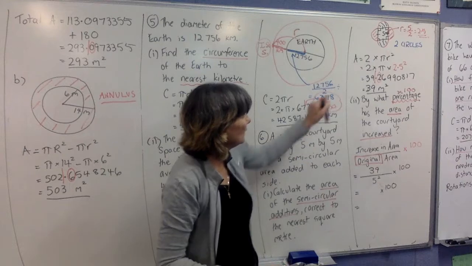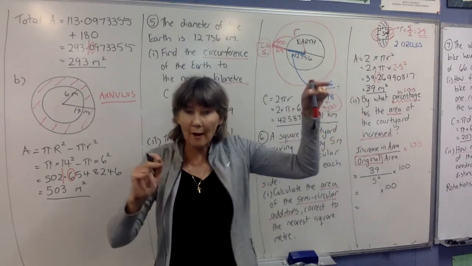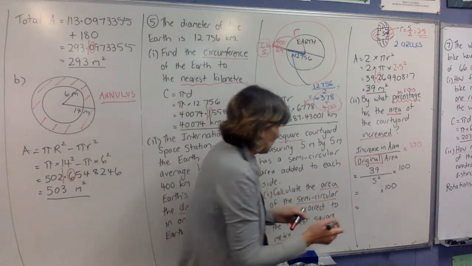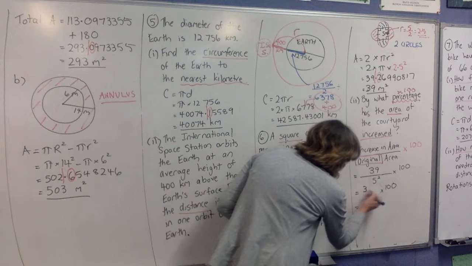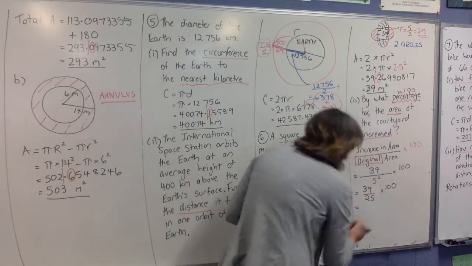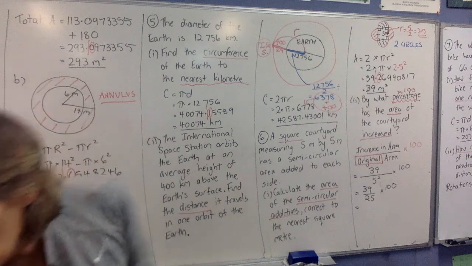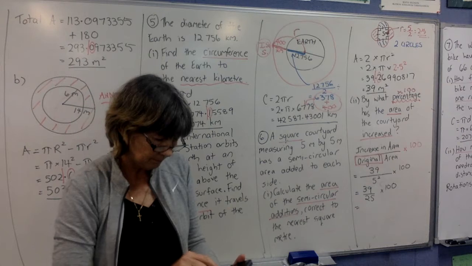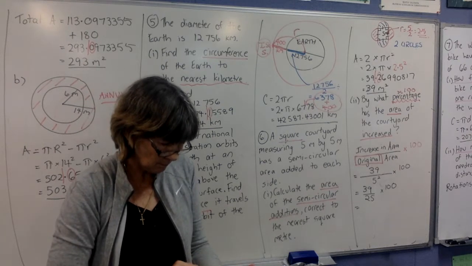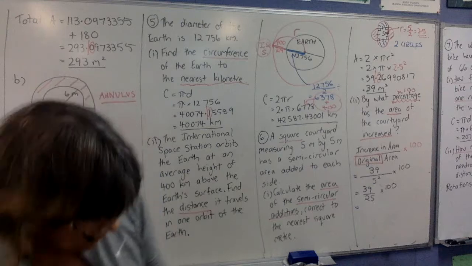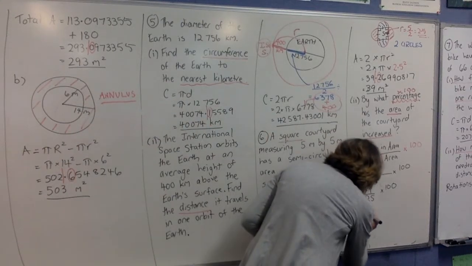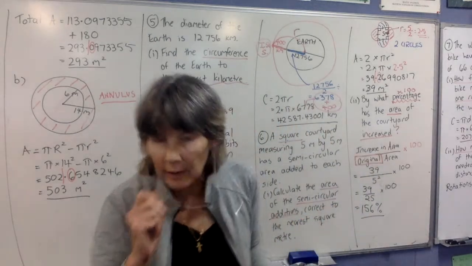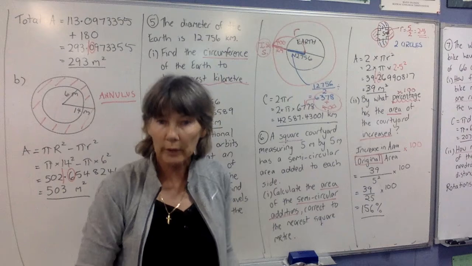The original area was just the square, so it's 5 times 5, length times breadth, or 5 squared if you're going to do it with your area of the square formula. So if we put this in, it's 39 over 25 times 100, and we'll just work out what that is on your calculator. And we get 156. So it's actually increased the area by a lot, adding those 4 semicircles to the area of the courtyard.